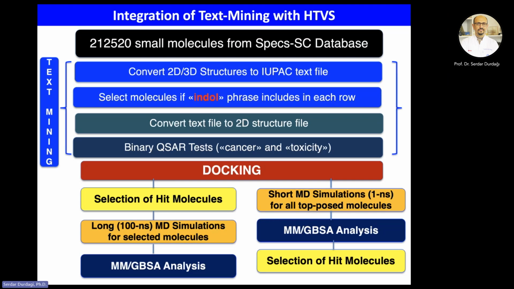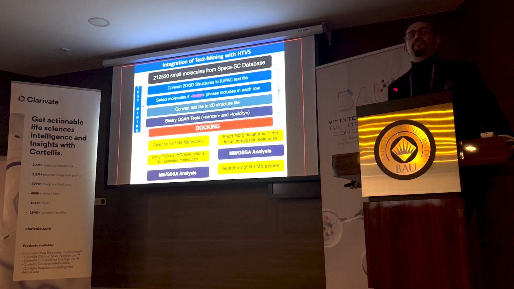So here we went two different ways. One of them is selecting the hit molecules and directly running long MD simulations, 100 nanosecond simulations. Another way is to run a short MD simulation, which is 1 nanosecond, for all of the molecules, and then get the GBSA analysis and select from this. So one goes directly to long MD simulation with a very small number of molecules, but here we used a very large number of molecules for the short MD simulations, and then we calculated the GBSA and selected the molecules. Which program did you use for running the molecular dynamics? Yeah, for the molecular dynamics simulation, we used Desmond here. Desmond.